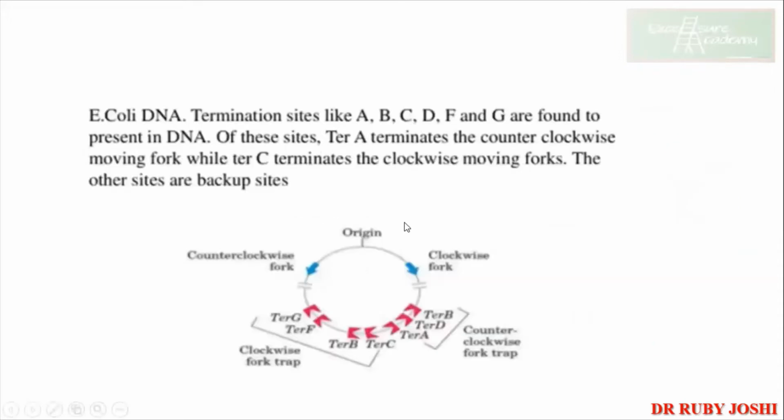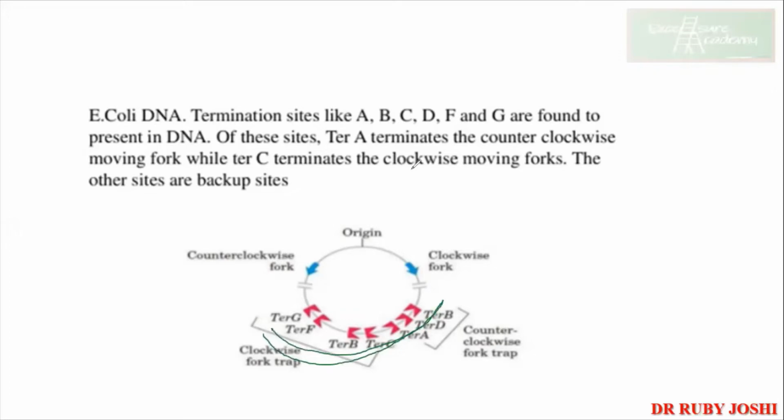Now, so E. coli DNA termination sites, they have got A, B, C, D, F, G found in the DNA. Of these, TER A terminates the counterclockwise moving fork, while TER C terminates the clockwise moving fork. Now look at the figure over here. So you have got the origin. उसके ठीक opposite में, diametrically opposite में, you have got the TER sequences. Okay, these are the TER sequences.